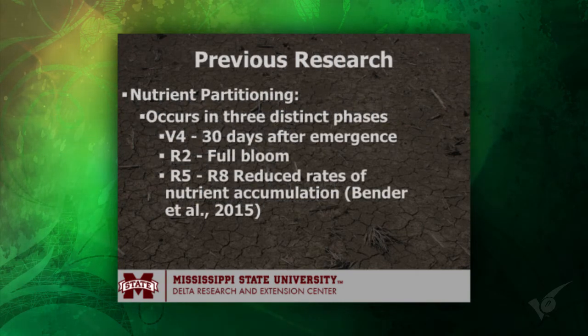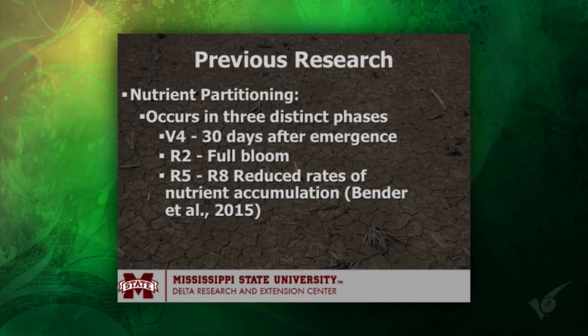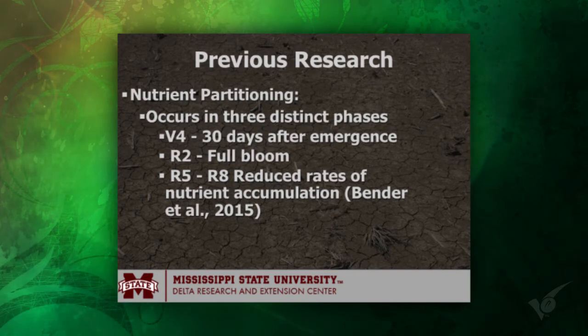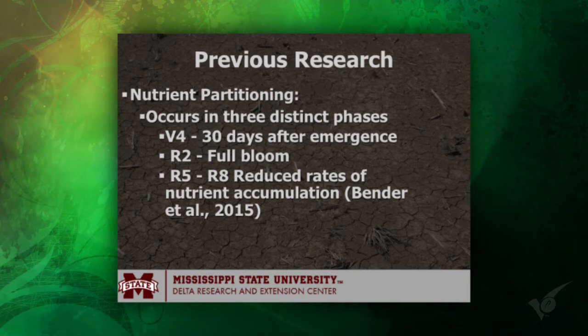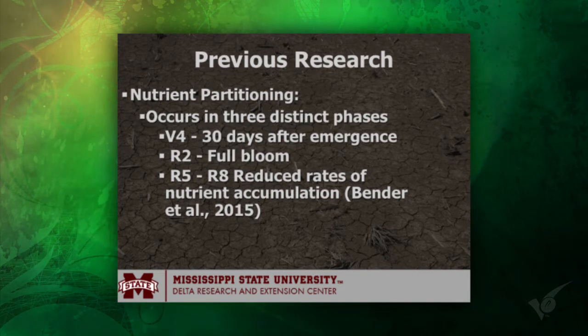So that's kind of what put this research to date. We wanted to partition those nutrients, or try to determine in what organs in the plant those nutrients were stored. We know from previous research that they're taken up in 3 distinct phases and stored in multiple vegetative organs. So we wanted to key in on our V4 stage, which was about 30 days after emergence. As Trent talked about with corn earlier, in the early part of that corn plant's life, it doesn't take up very much nitrogen.